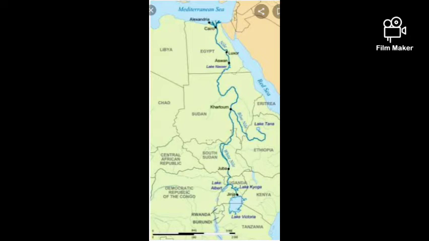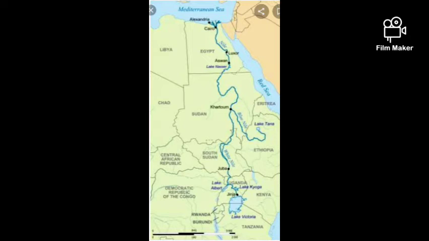How long means how much distance it covers. To what extent? This extent is from 0 degree 45 minutes south latitude and 33 degree 26 minutes east longitude. This is the origin, from where it originated. It originates from Lake Victoria. You can see Lake Victoria there in the map.